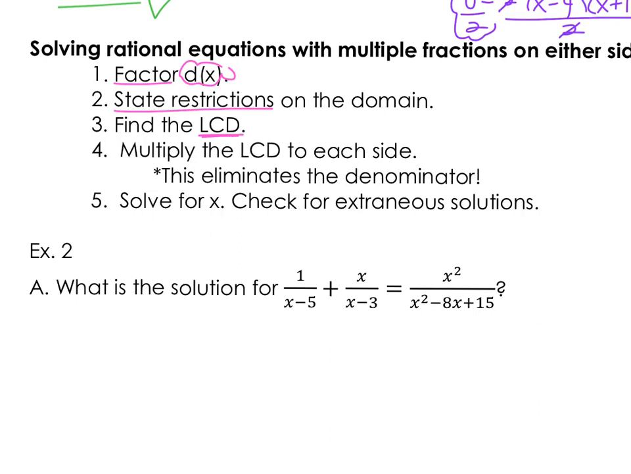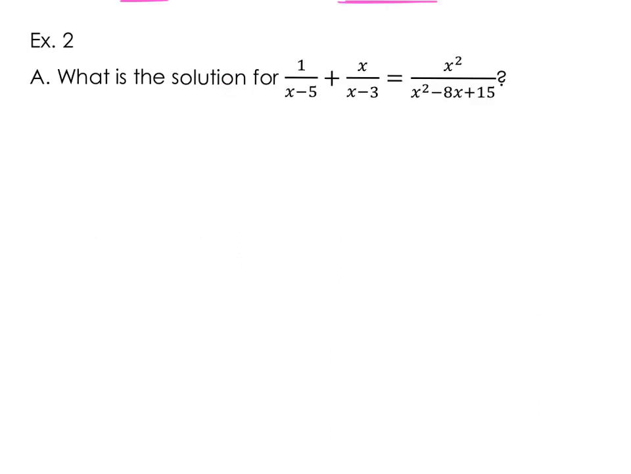And then in step 4, instead of cross-multiplying, what we're going to do is multiply the LCD to each side, and we'll distribute it into all the fractions. At this point, we will eliminate the denominator and then go right back to solving for x like we did up above. Like up above, we'll also have to check for those extraneous solutions. Let's try this first example.